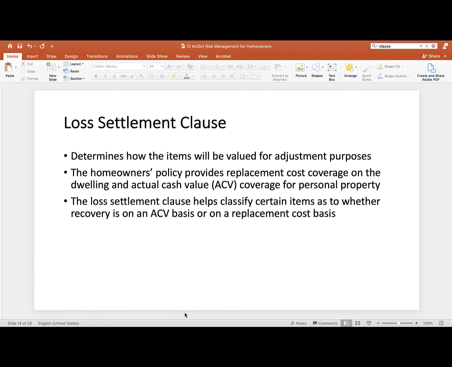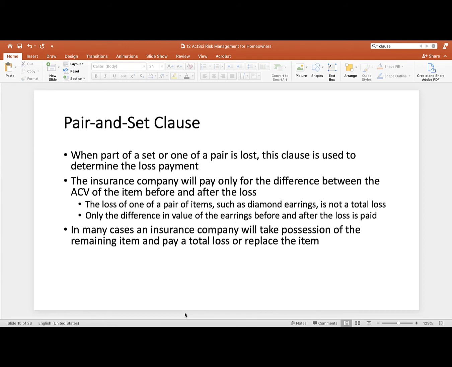So all carpeting, whether wall to wall or just a rug, household appliances, awnings, those things that cover your windows to stop the sun getting in, outdoor antennas and outdoor equipment are covered on an actual cash value basis. That's the policies I looked at, but you must be very, very careful, always read it. I'm stressing this point because it's the most important point of what we're covering today. There's another clause called a pair and set clause.